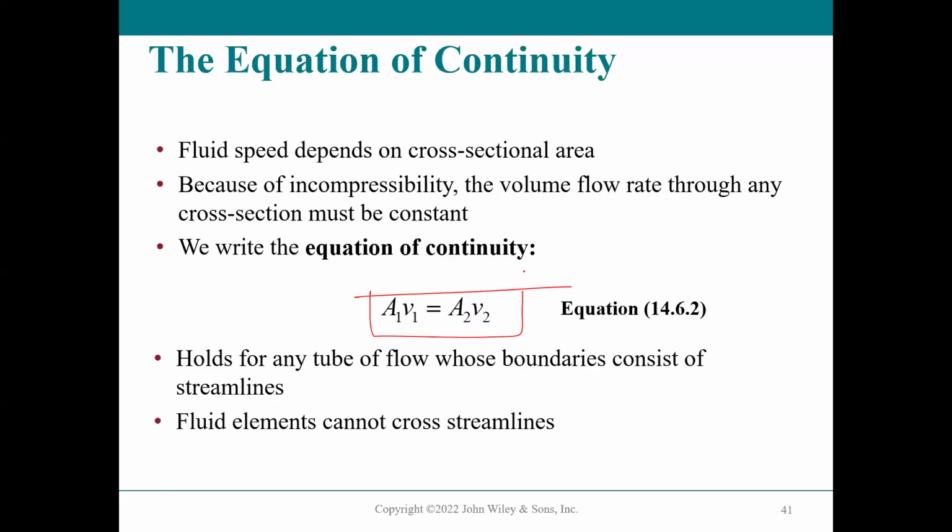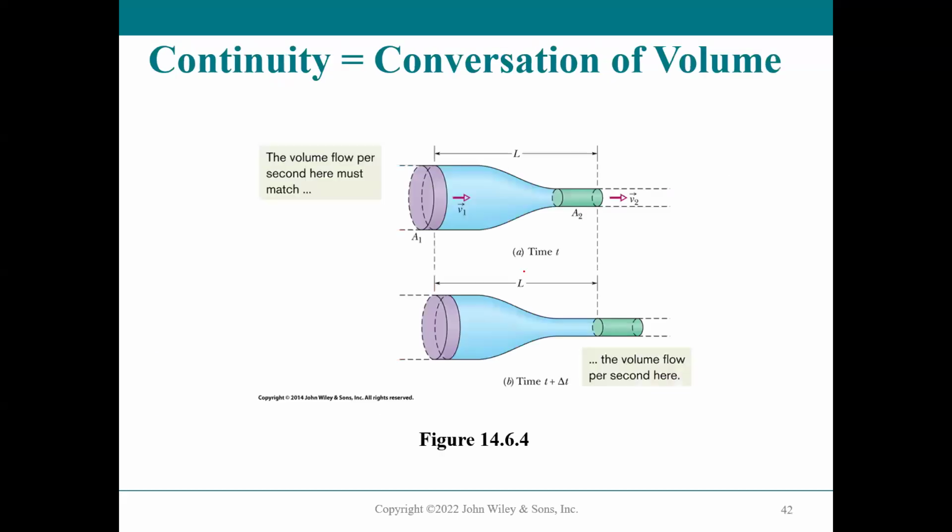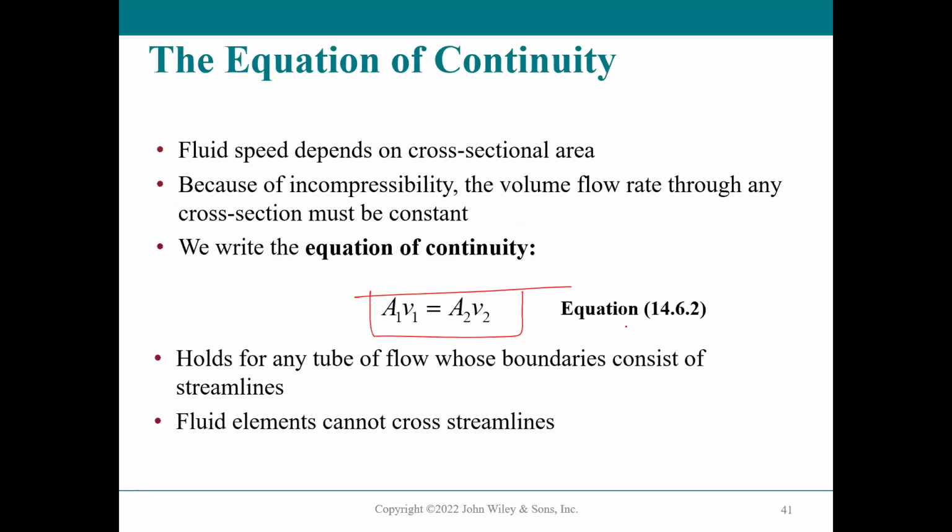And we can calculate the velocity. It means that with a larger area, the speed will be lower, and with a smaller area, the speed will be higher. Okay, this one is the equation of continuity. Why does this happen? Because the total mass in the whole system is also the same.